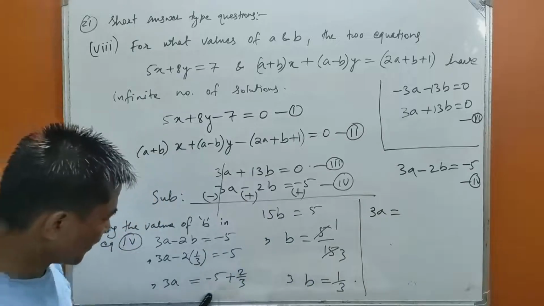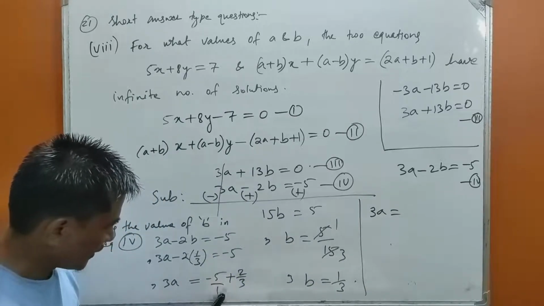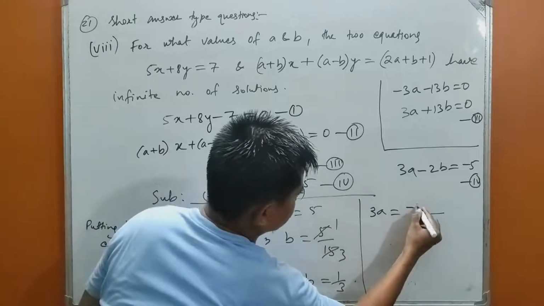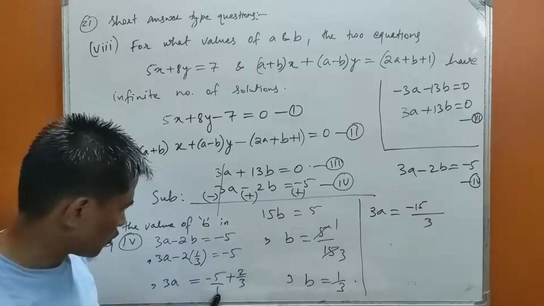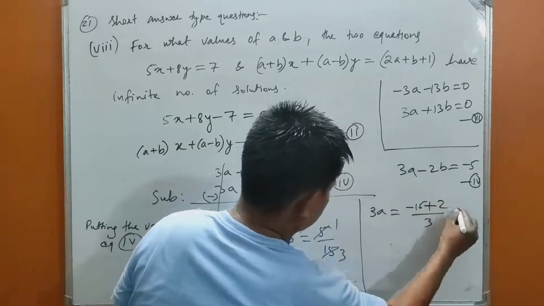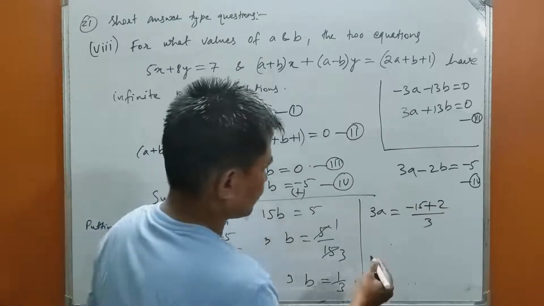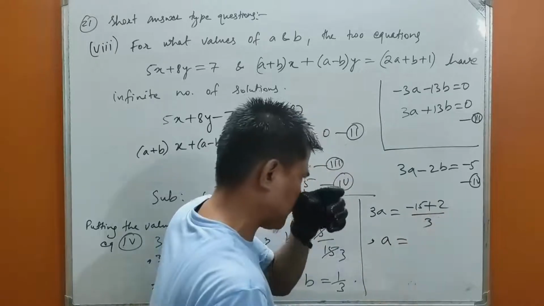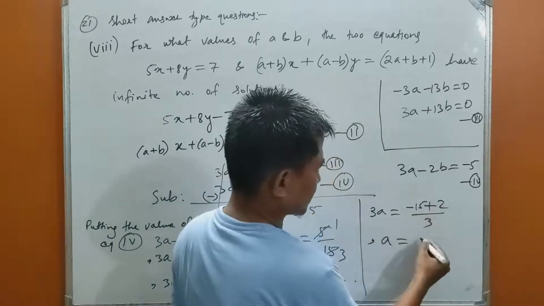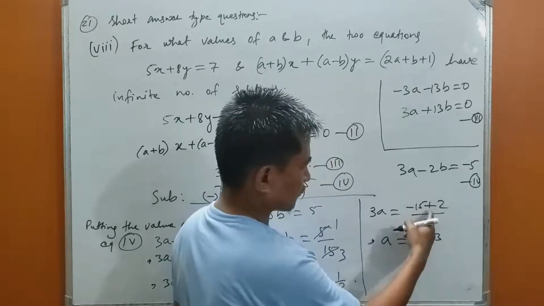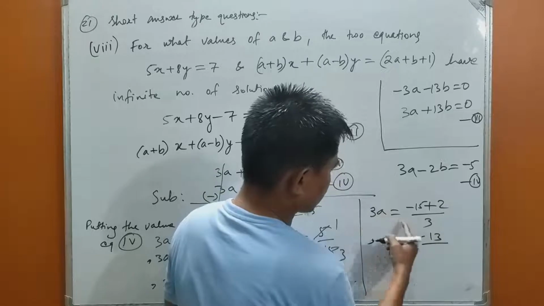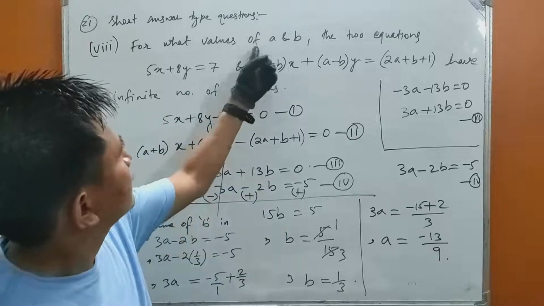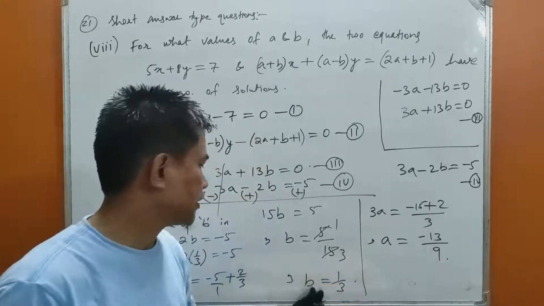3A equals to, we have 1 in the denominator. LCM of 1 and 3 is 3. So 3 into 5 is minus 15, and 1 into 2 is 2, plus 2. So A equals to minus 15 plus 2, which is minus 13, isn't it? Minus 13, and this 3 goes to the denominator, upon 9. We are asked to find the values of A and B, isn't it? So the value of A is minus 13 upon 9 and B is 1 upon 3.